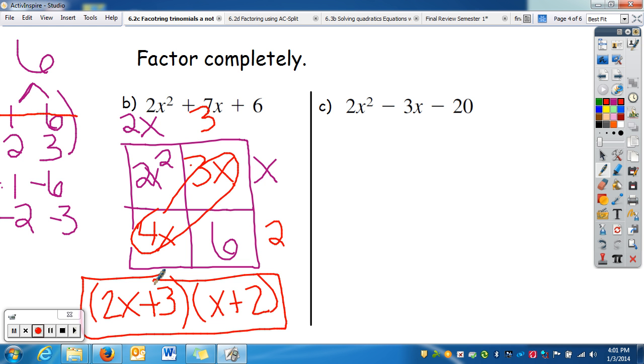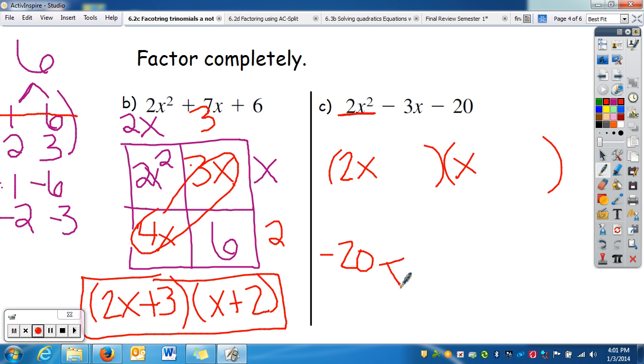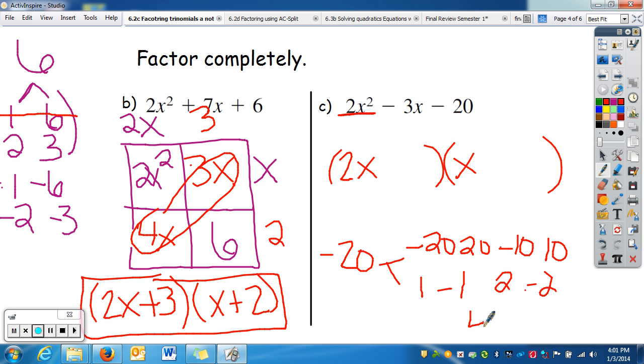Alright, so in C, we're going to do it with the parentheses. There's no GCF. It's all divisible by 1. So I have 2x and x, because that gives me the 2x squared. And then I have negative 20. So I'm going to find all my factors of negative 20. So we have negative 20 and 1, 20 and negative 1. We have negative 10 and 2, 10 and negative 2. And then we have 4 and negative 5, and negative 4 and 5. So I have a lot of pairs to try.